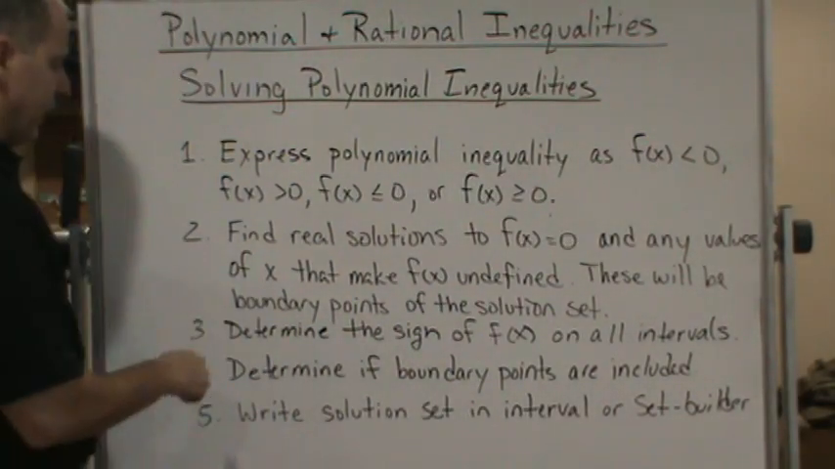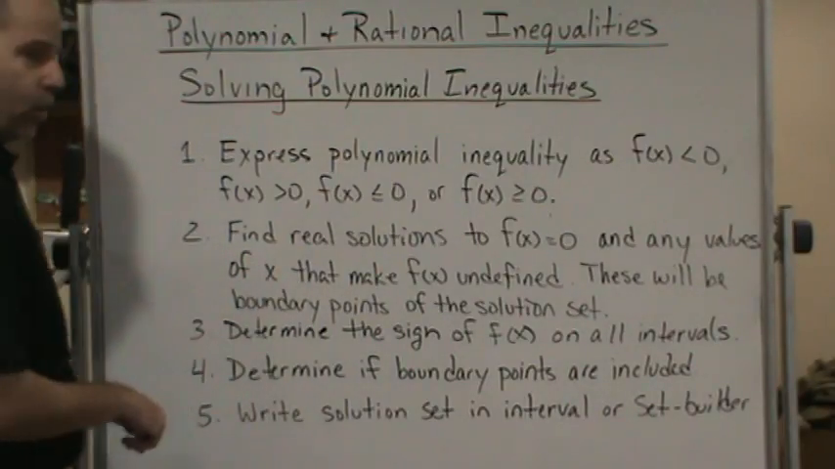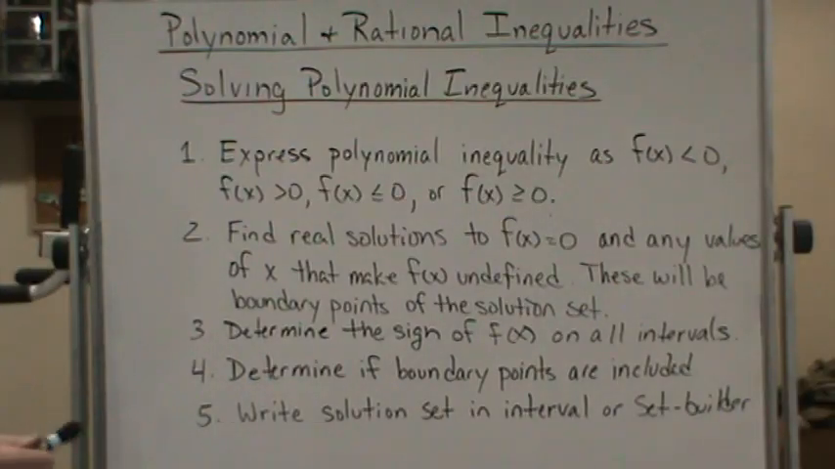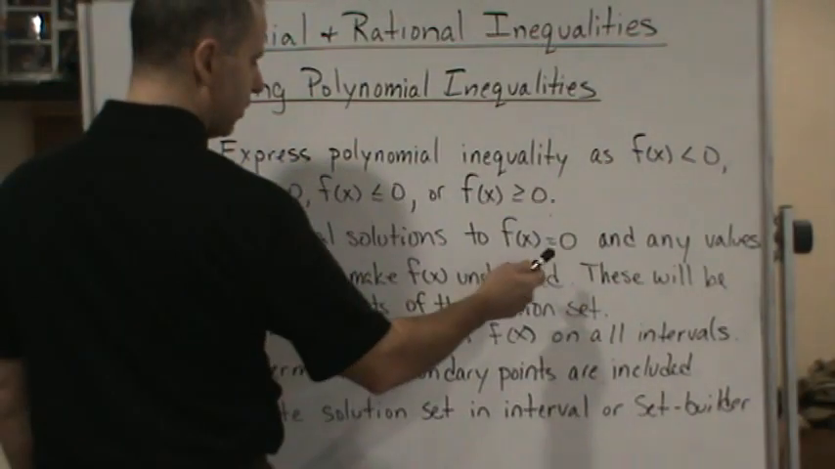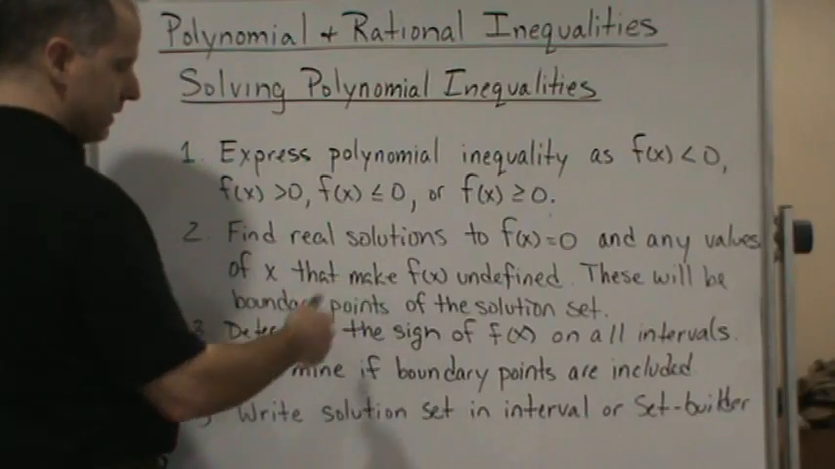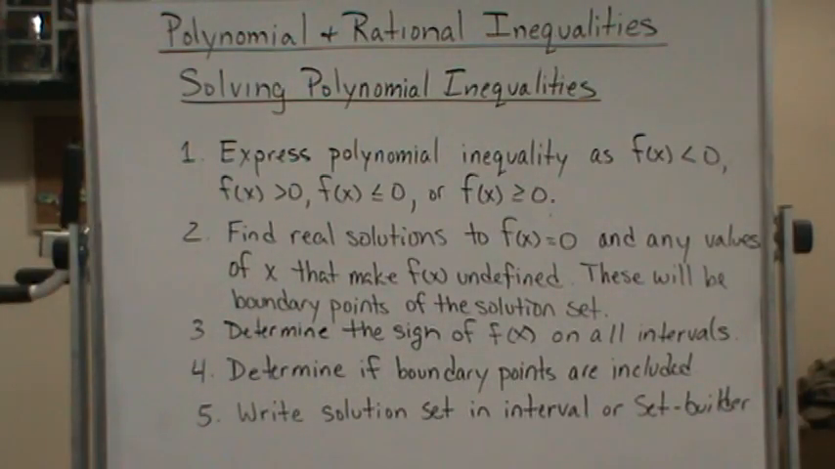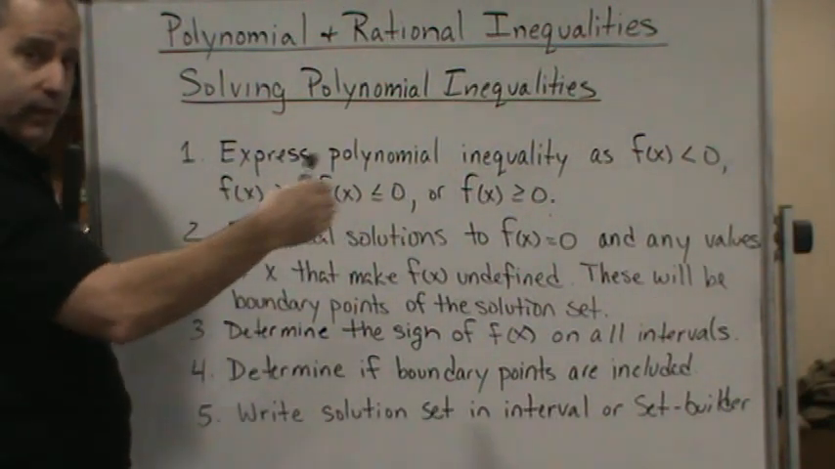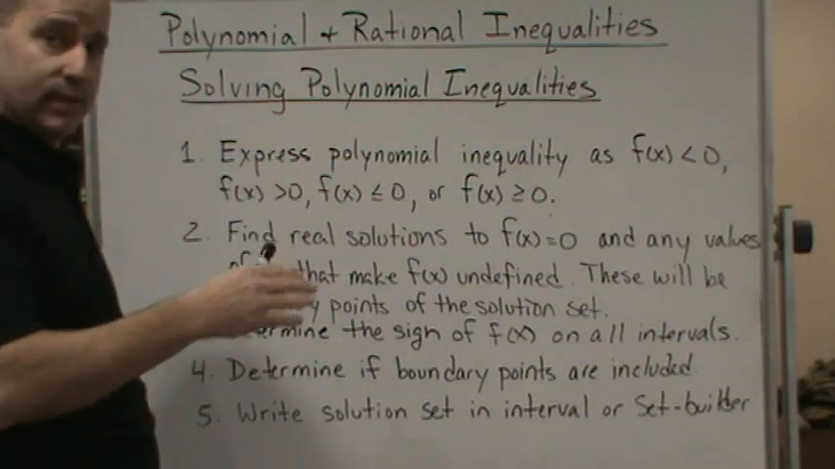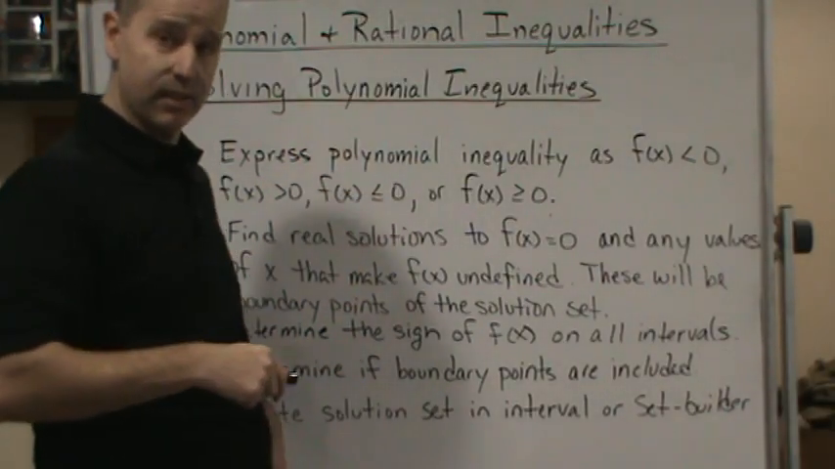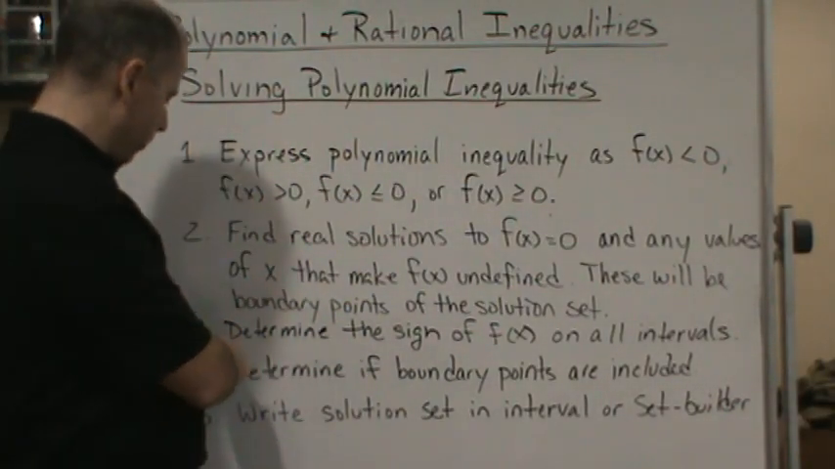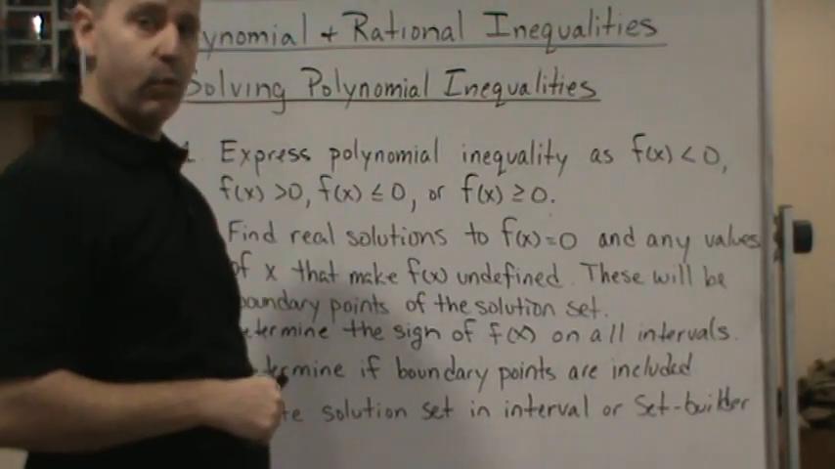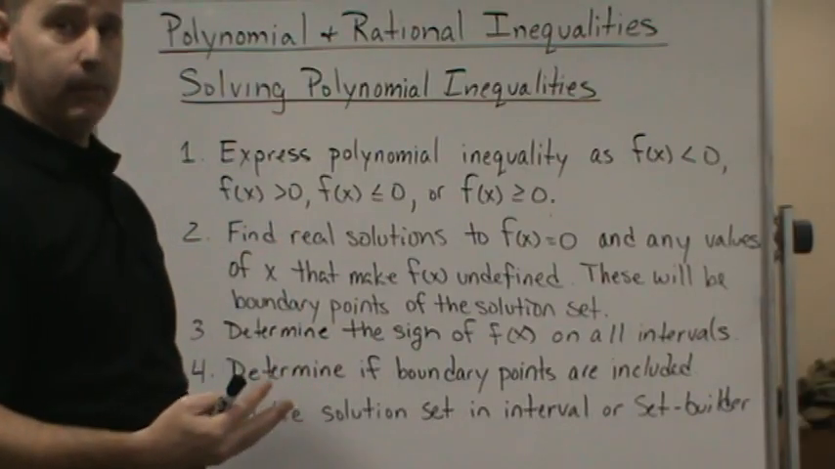So what you're doing in number 2 is you're looking for all of the x-intercepts of the polynomial function. Once you find the x-intercepts, and all the points that make it undefined, if there are any, those boundary points are going to determine the intervals that you're going to test. So number 3 is you're going to pick a test point inside each one of those intervals to see whether the function is positive or negative.